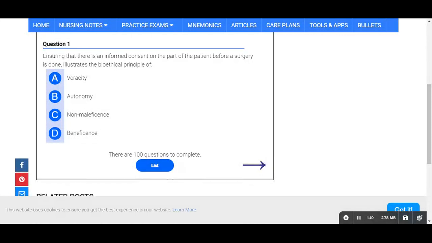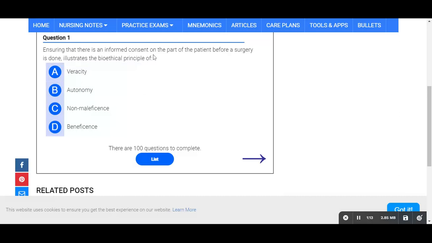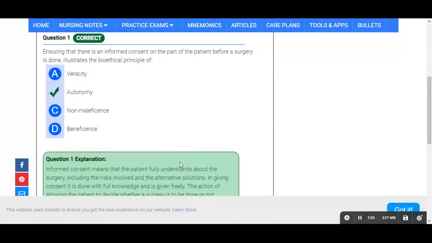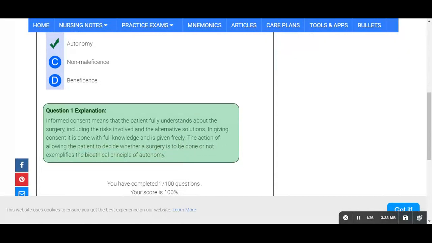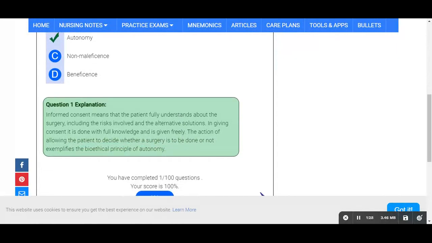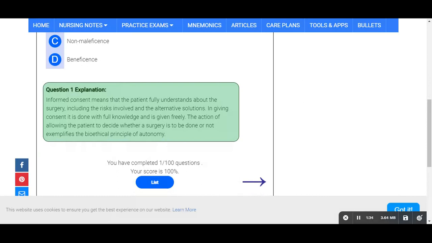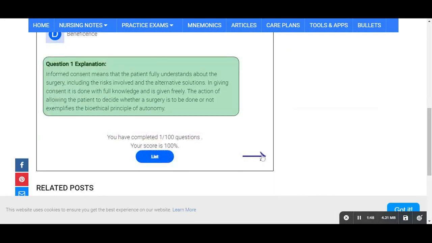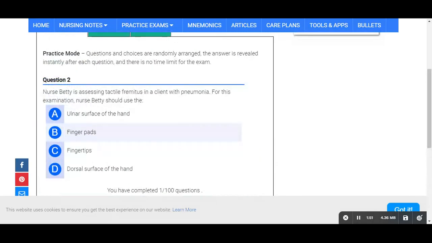All right, question number one. Ensuring that there is an informed consent on the part of the patient before a surgery is done illustrates the bioethical principle of autonomy. Yes, that is correct. The explanation is that informed consent means that the patient fully understands about the surgery, including the risks involved and the alternative solutions. In giving consent, it is done with full knowledge and is given freely. The action of allowing the patient to decide whether a surgery is to be done or not exemplifies bioethical principle of autonomy. That is correct. And now let's proceed to the next question.